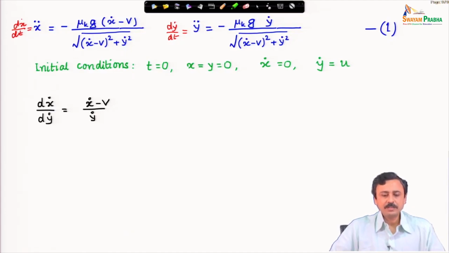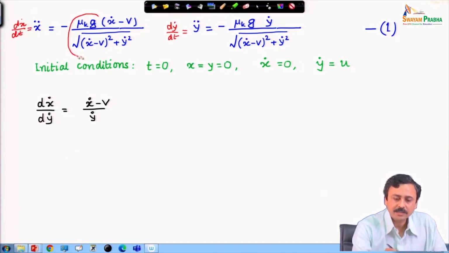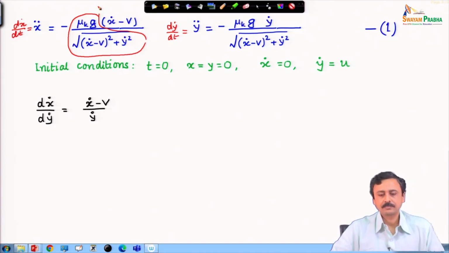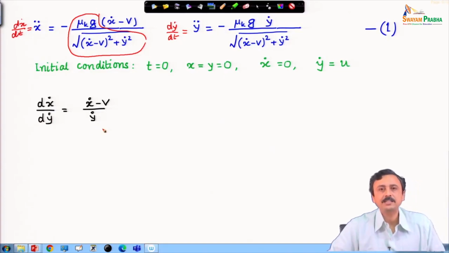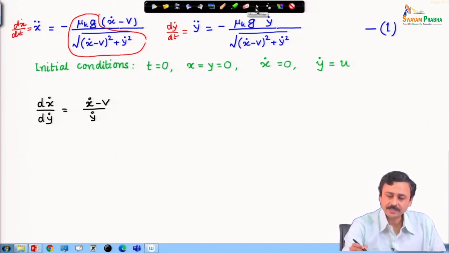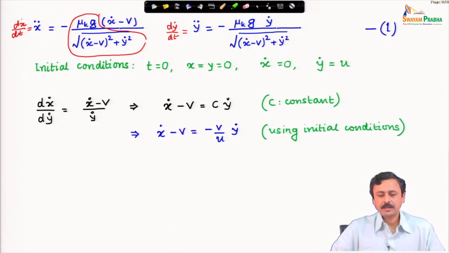we get d x dot by d y dot, and what is interesting is this part is common in both, and also the negative sign. Therefore, we are left with only this simple expression on the right hand side, x dot minus v by y dot, and this can be solved. If you integrate this once, you will get a constant of integration which I have written as c. This integration is straightforward, and using the initial conditions you can find that this c, the constant of integration, is minus capital V by u.